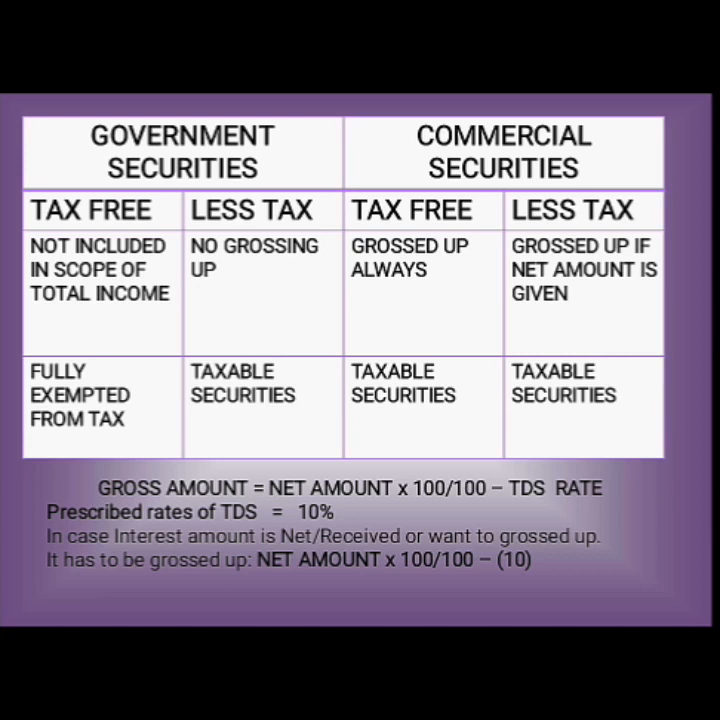Tax-free government securities are not included in the scope of total income. These securities are fully exempted from tax. Less tax government securities: no grossing up. These are taxable securities. Tax-free commercial securities should always be grossed up. These are taxable securities. Less tax commercial securities are grossed up if the net amount is given. These are taxable securities.